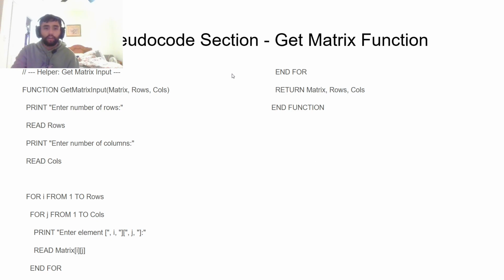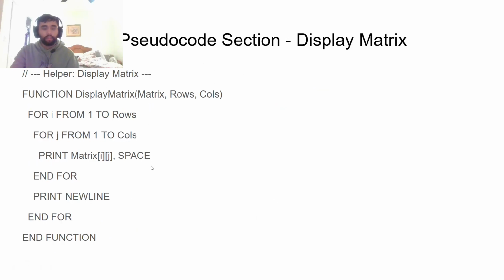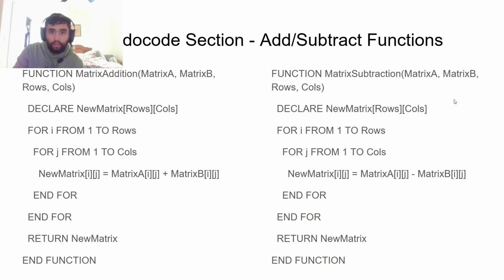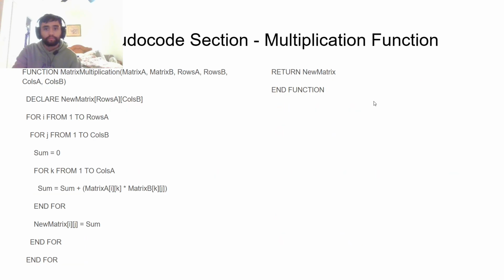This begins the AI pseudocode section. This is a function that gets whatever matrix the user entered. This displays whatever matrix, so if you want to display the resulting matrix, or the user entered matrix, this does it. The AI decided to separate the add and subtract operations into different functions. I think this is unnecessary, as it's almost identical code except for the signs. This is the multiplication function, very similar to my code, almost identical in the format.